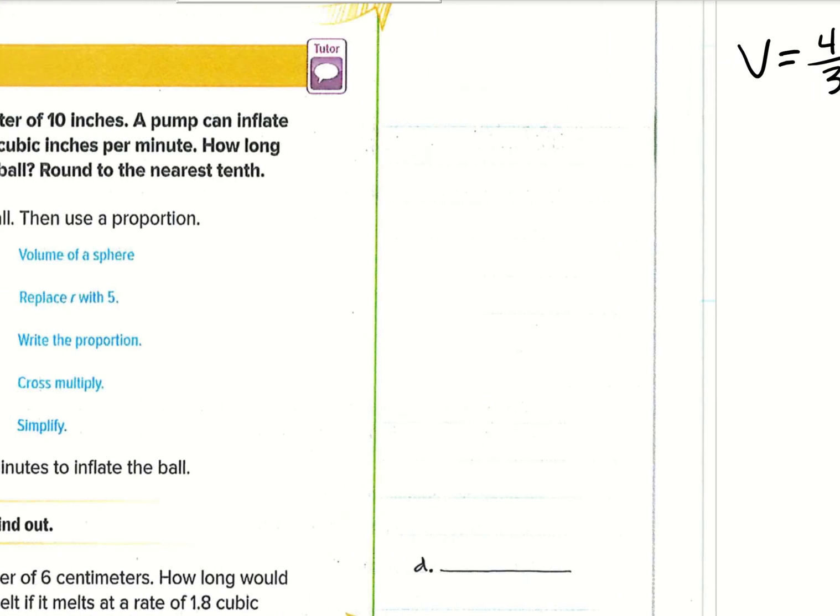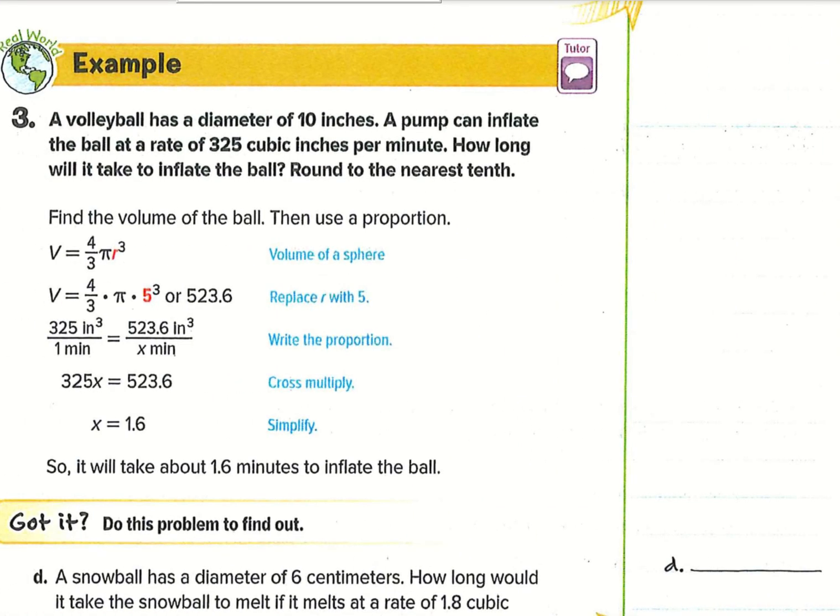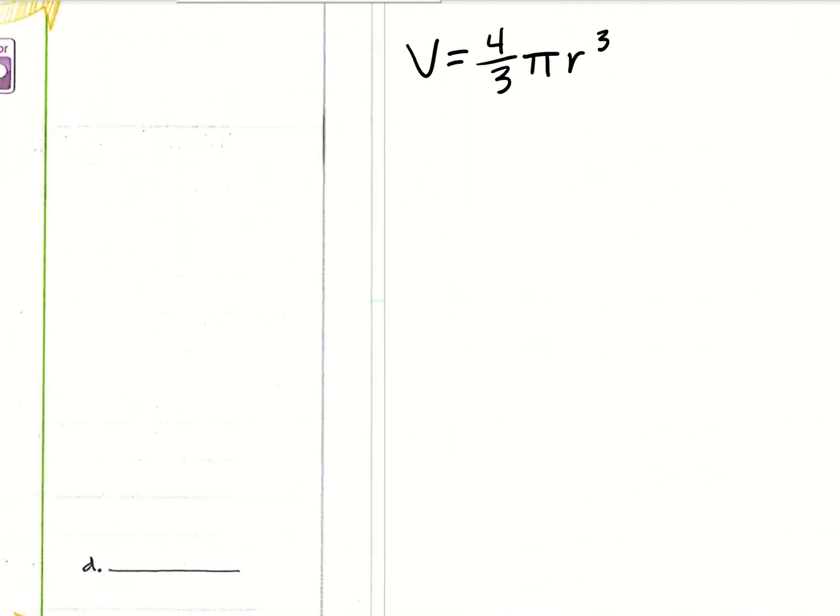So we're going to start again just with our formula. We have 4 over 3 times pi times the radius cubed. Then we're going to plug in the information that they give us. It tells us the diameter is 10 inches. Right away, I'm thinking diameter, I need to divide it by 2, so that's going to give us 5. So I'm going to plug in V equals 4 over 3, and my radius is 5.